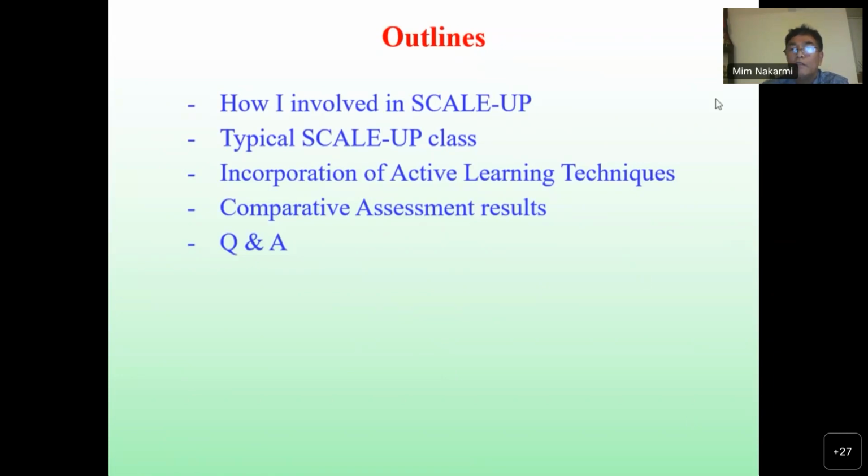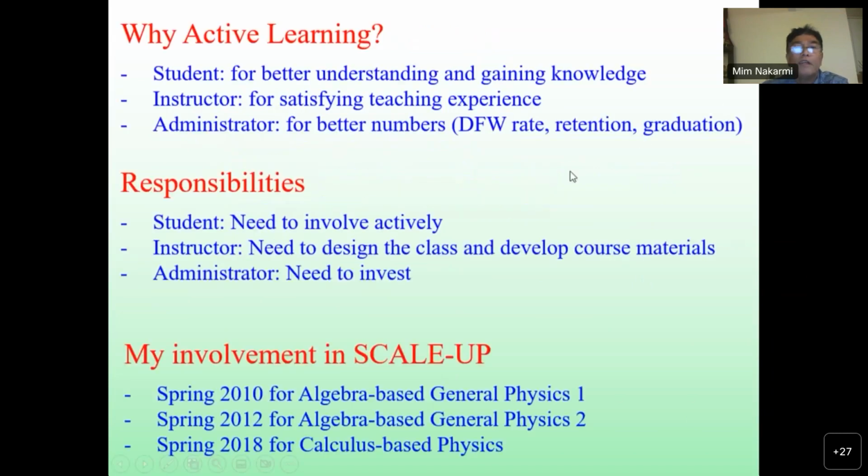It's getting slower. All right. So scale-up is related to active learning. And what exactly is scale-up? Let me keep it secret for a few seconds or a few minutes. So this is about active learning.